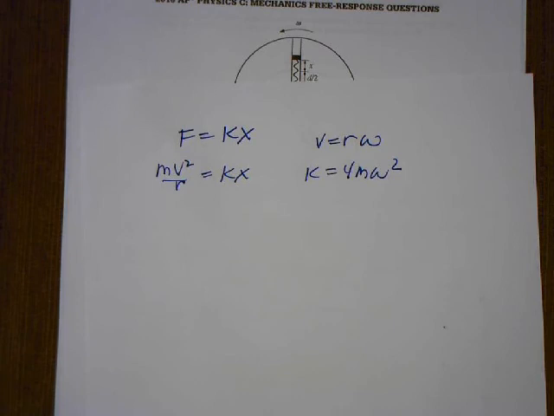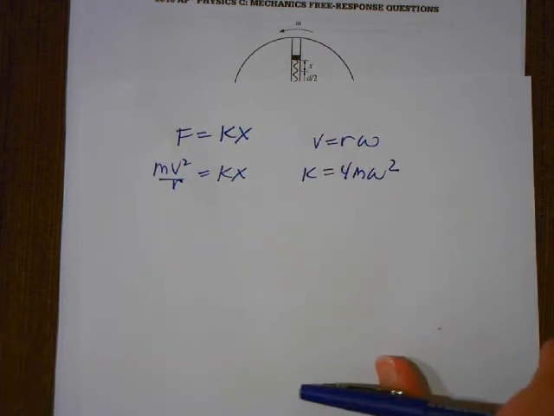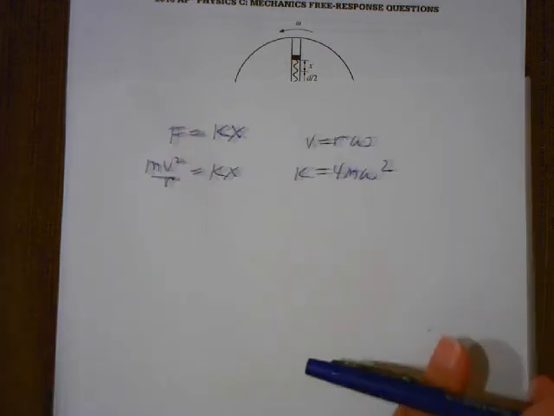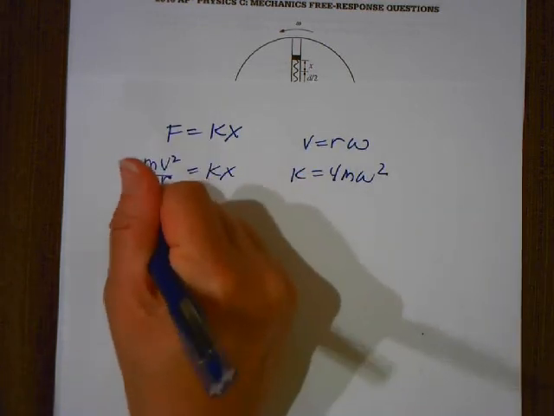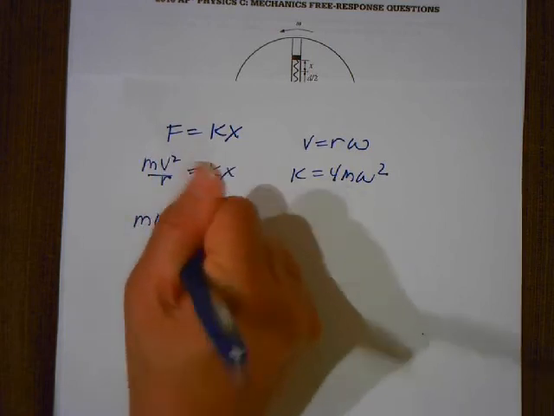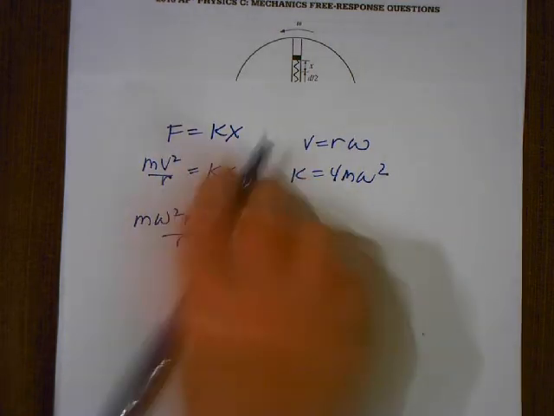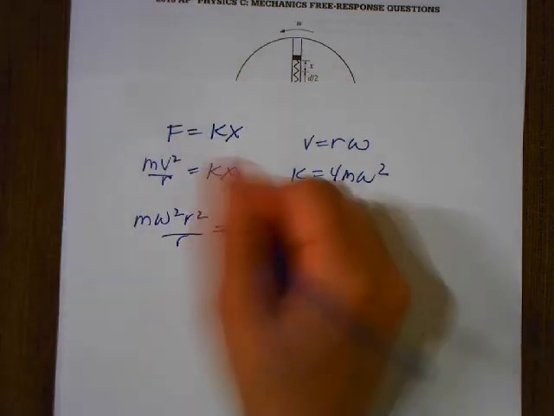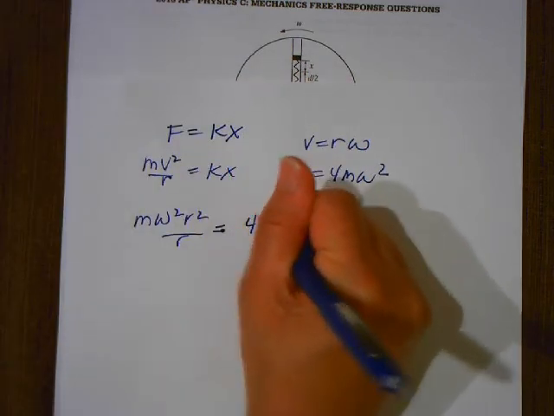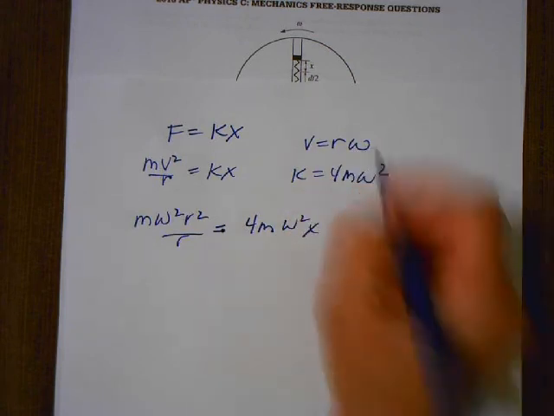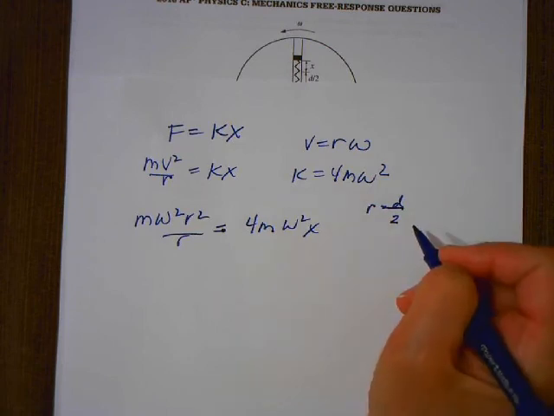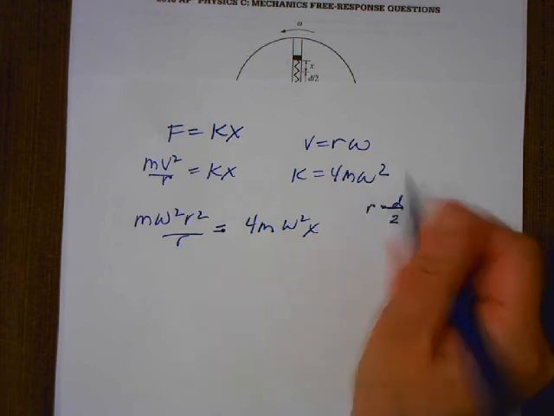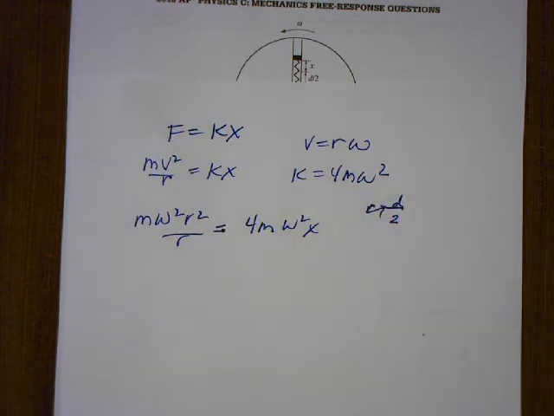Whatever you use for C. So if I don't know what to do in a certain part, I say, hey, what did I do in the last part? Because I'm going to be using that. So when you substitute all this stuff in, you get m omega squared R squared R is equal to 4m omega squared x, because you know that R is equal to D over 2. Anyway, you have to get it all in terms of x. You have to do some substitutions there.